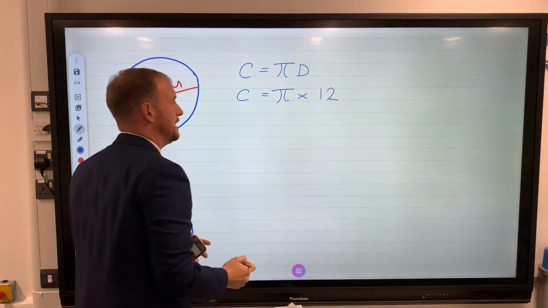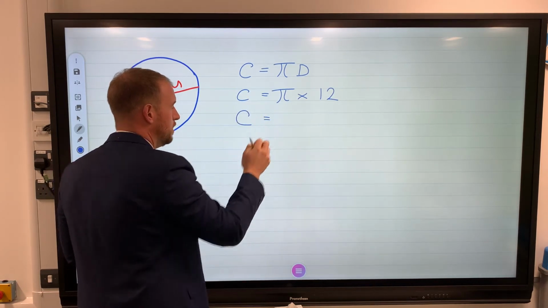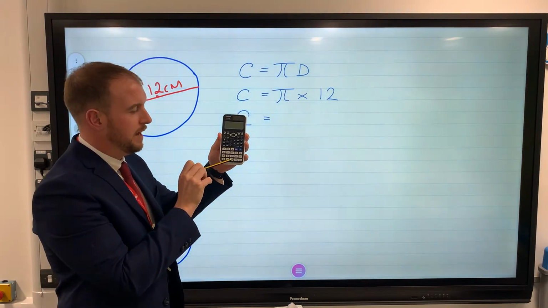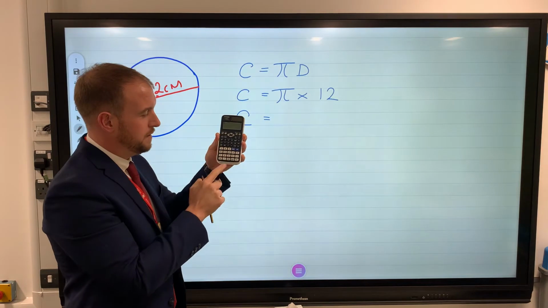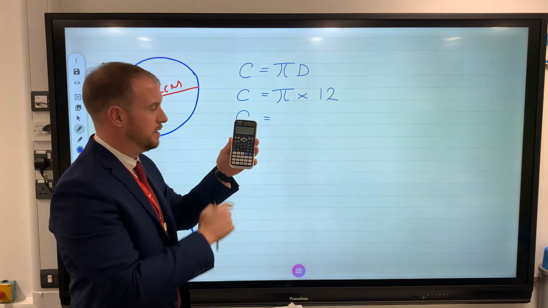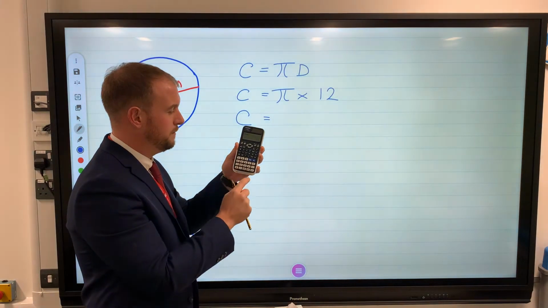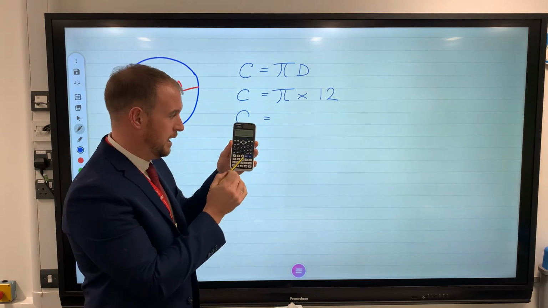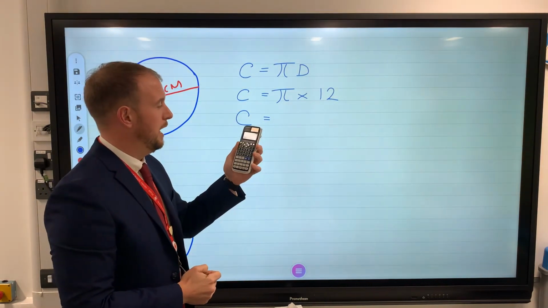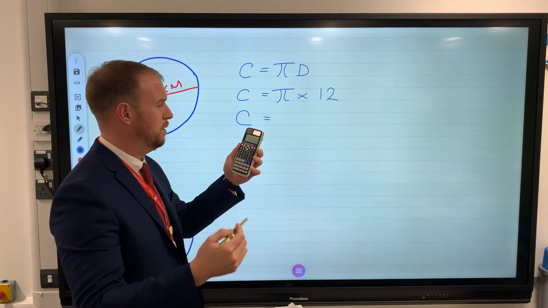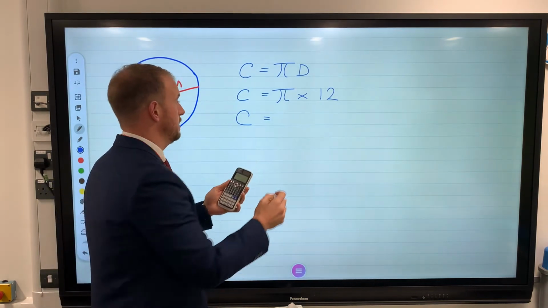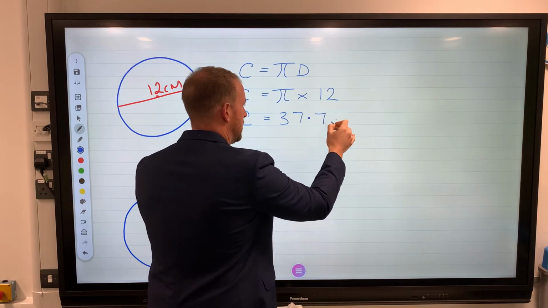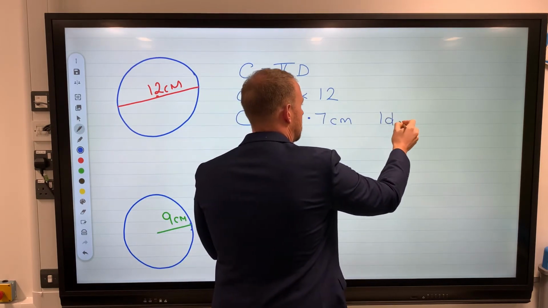Substitution then would be where we substitute the letter for the value. So pi times 12. So the circumference equals, now pi on the calculator, it is above the times 10 to the power of x button. To get that, press shift and then that times 10 to the power of x to have pi on the screen. Let's times that by 12 equals 12 pi. That's not a decimal, so let's press S to D to convert it to a decimal, and then I have 37.6991184. Let's round that to one decimal place. So let's have 37.7 centimetres to one decimal place.